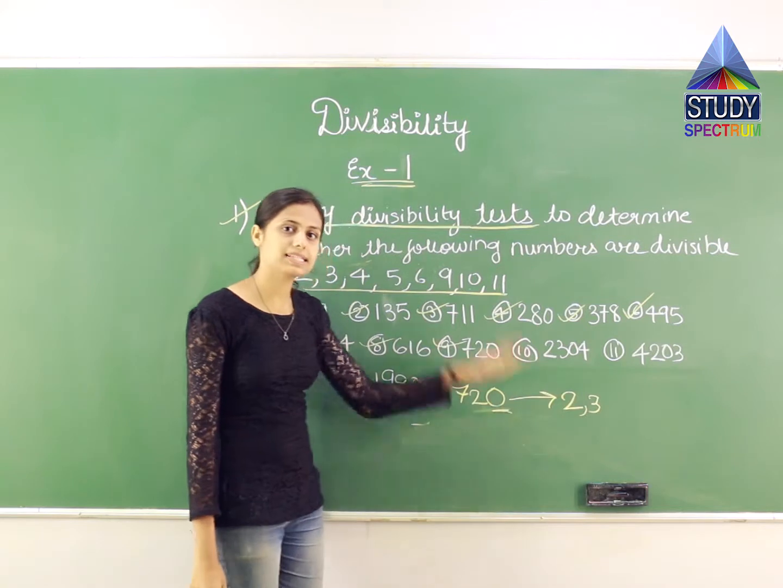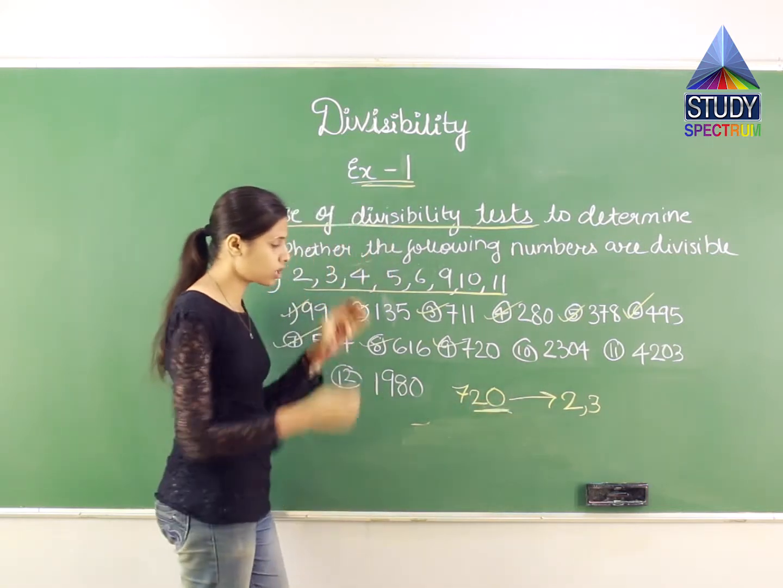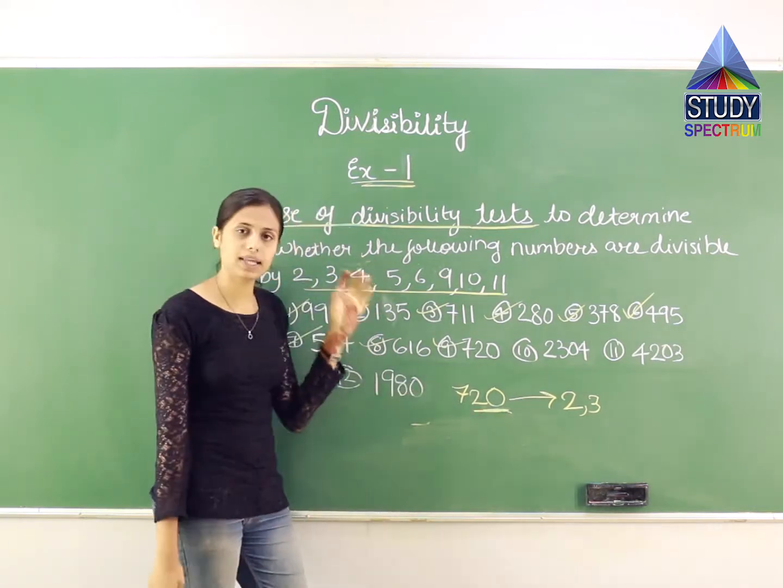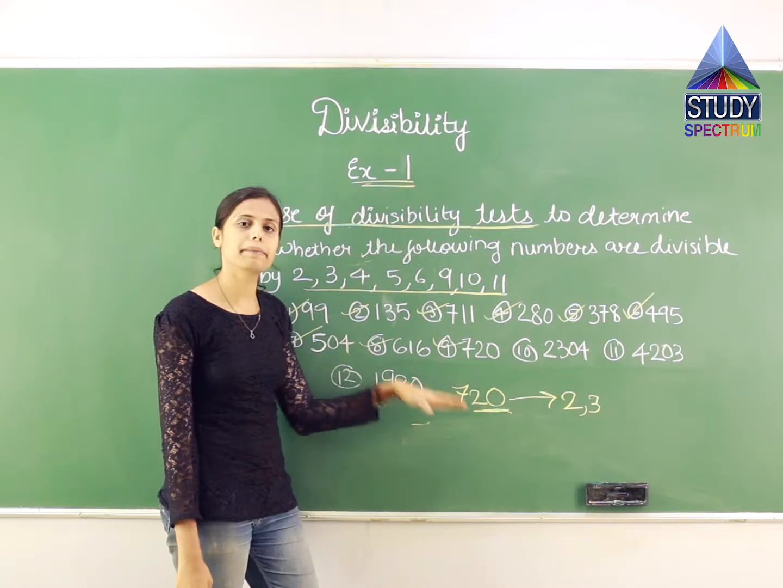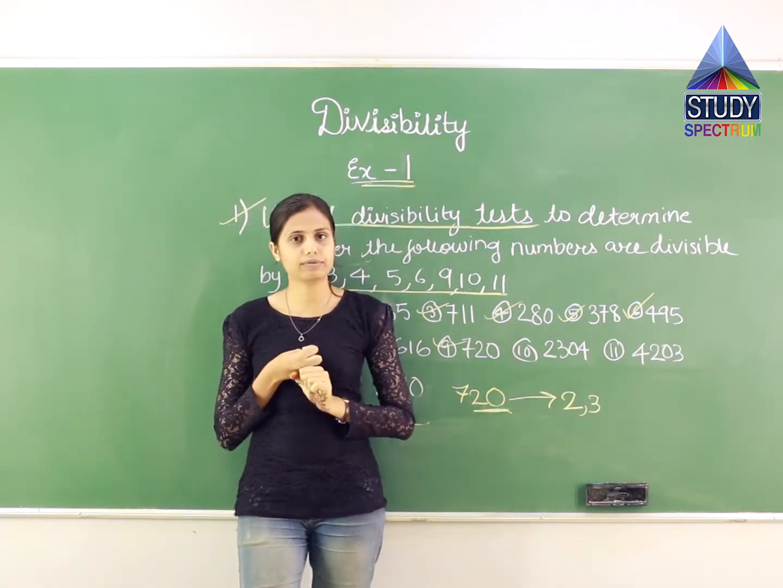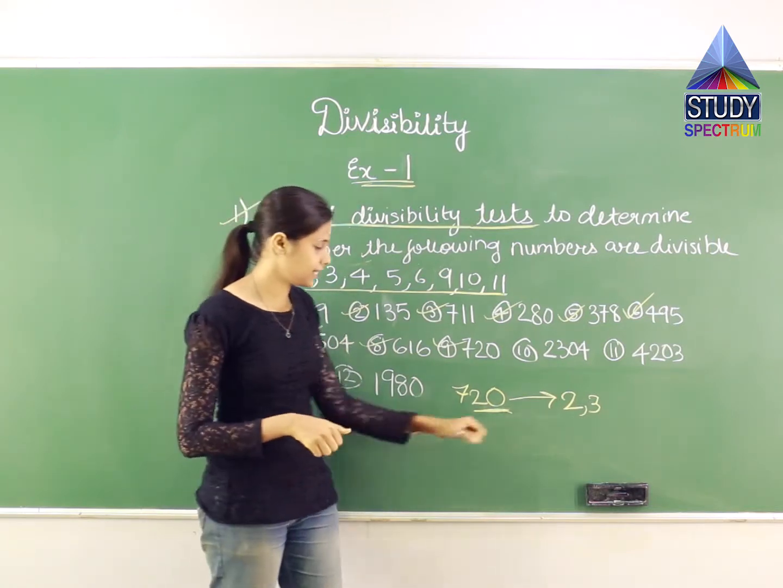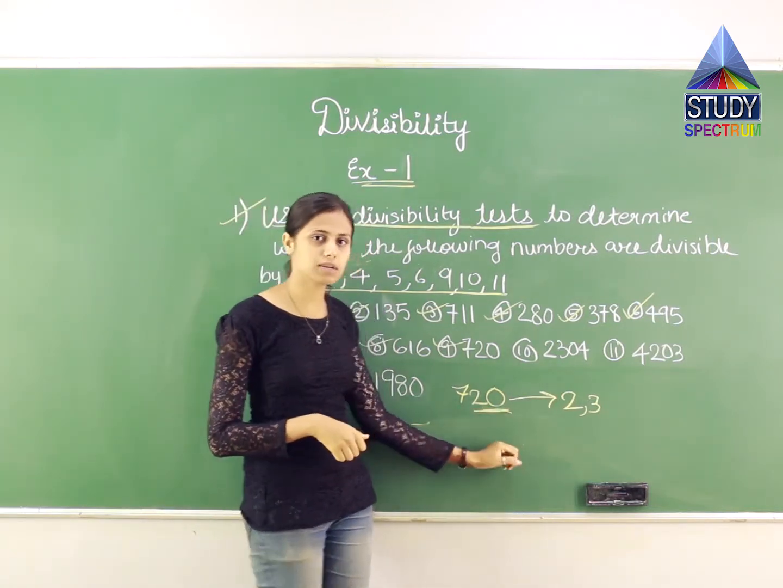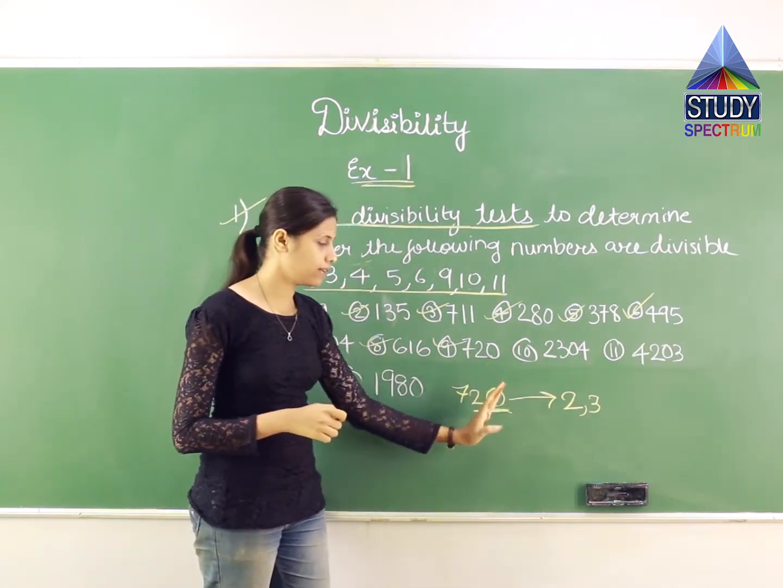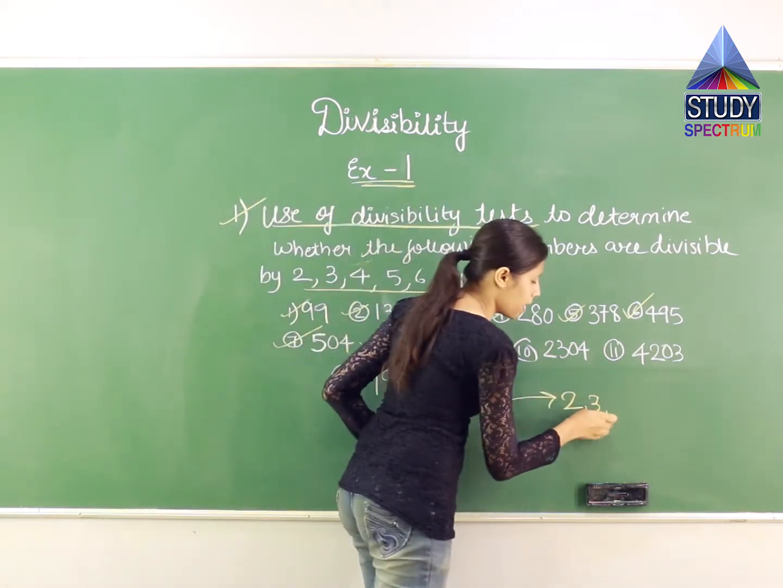Since it is an even number, I will consider 2 digits, that is 20. So now I will focus on 20. If 20 is divisible by 4, then the entire number 720 will be divisible by 4. So 4 ones are 4, 4 twos are 8, 4 threes are 12, 4 fours are 16, 4 fives are 20. Yes, I get 20. Means 20 is divisible by 4. So this entire number 720 will also be divisible by 4. So I will say it is divisible by 4.